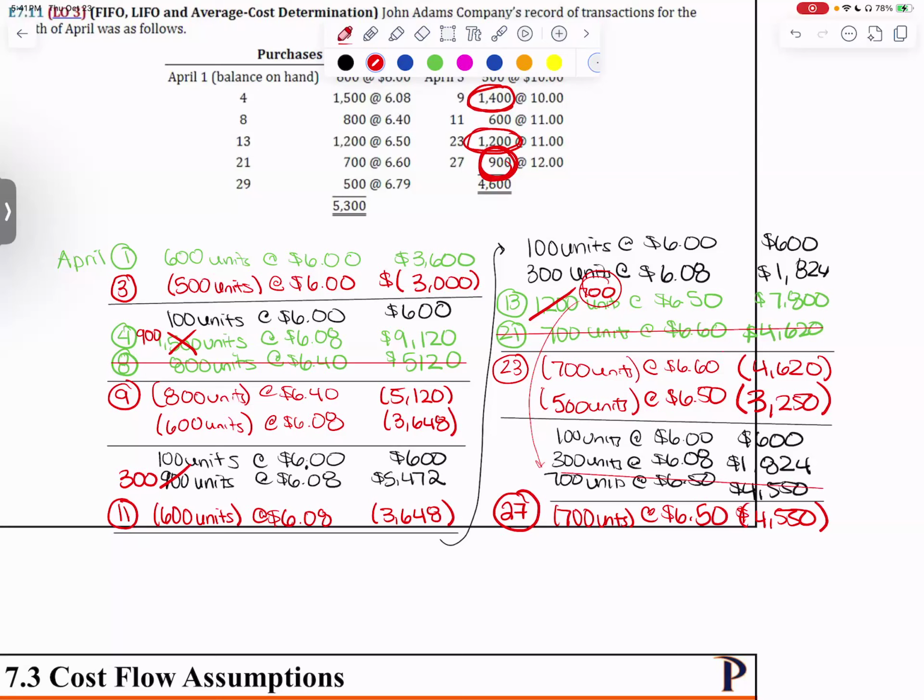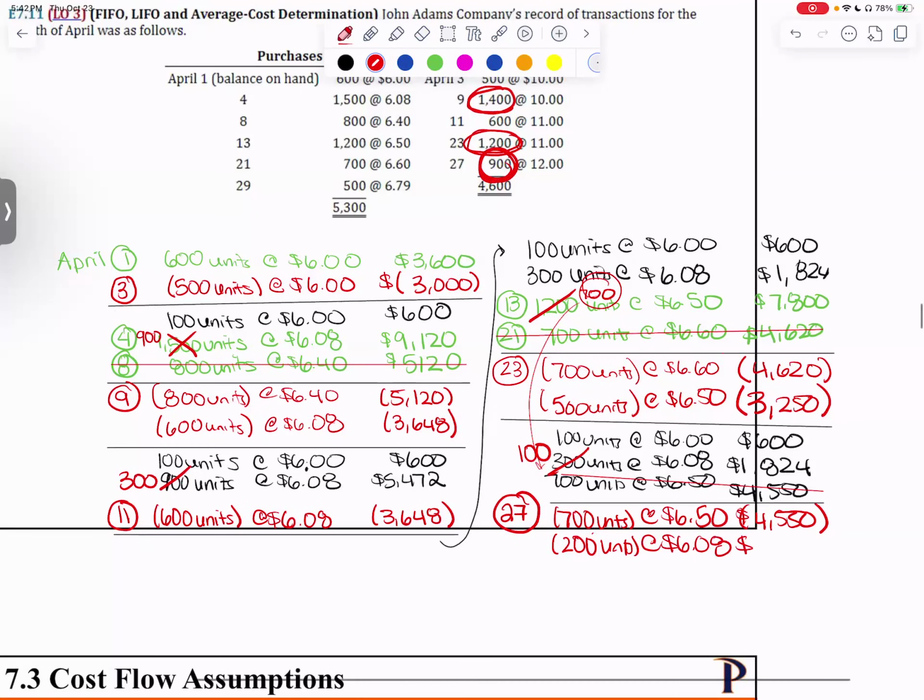So we're going to take 200 units from the purchase that was done on April 4th, and we're going to have 100 units left here. So we'll subtract another 200 units. Those were at $6.08 for a total of 1,216. After this sale on the 27th, we'll have 100 units remaining from our initial beginning balance of inventory.